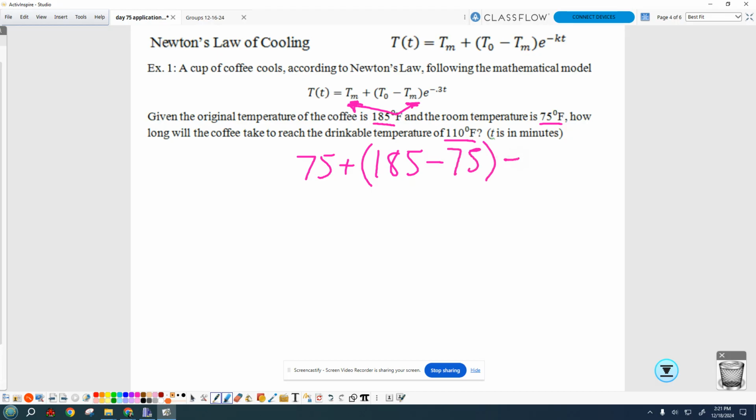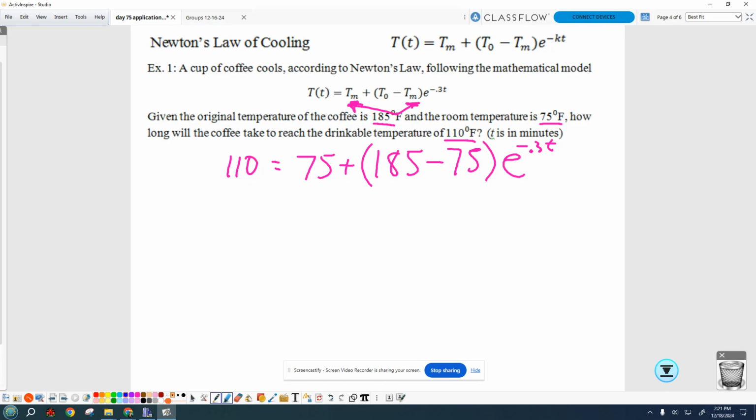What's on the other side of the equal sign? 110. And for this 0.3, they gave us what K is. They just said for coffee, the specific heat is negative 0.3. Where's the 110? That's what you're going for. We want the coffee to be 110 degrees.